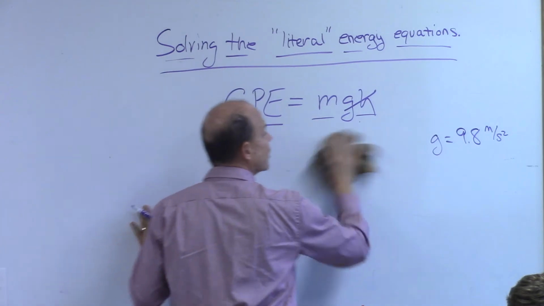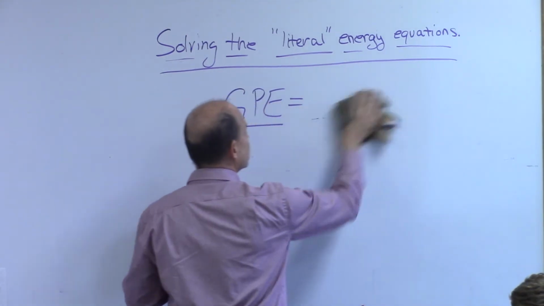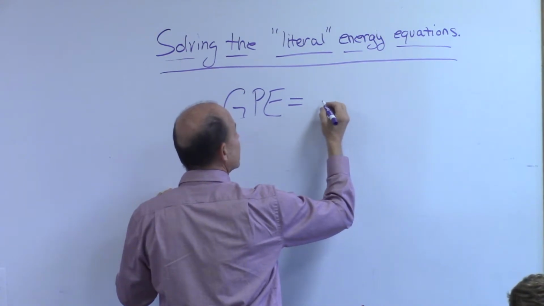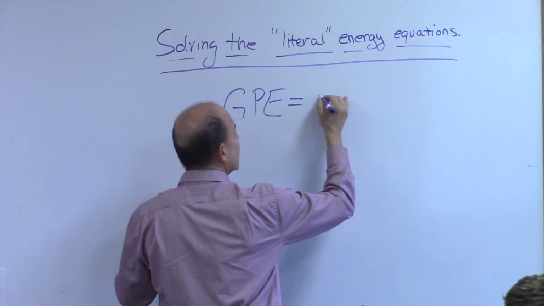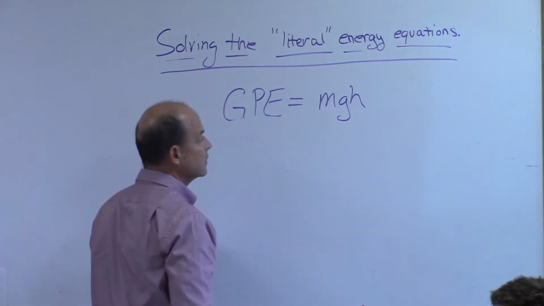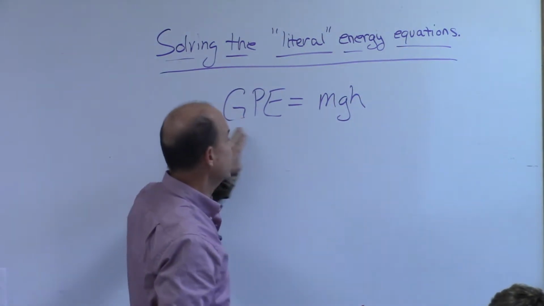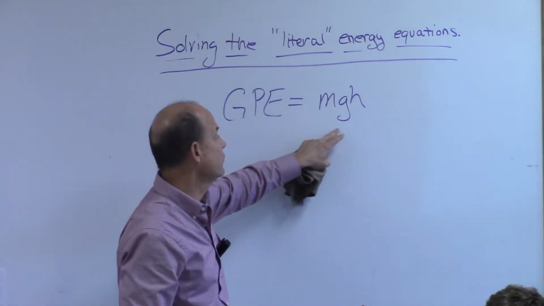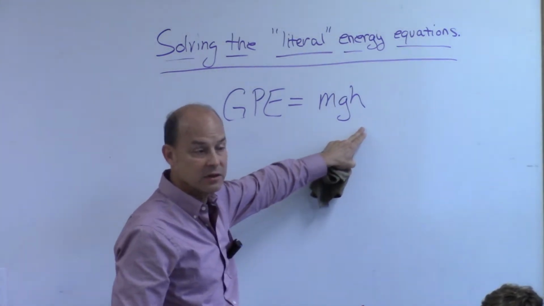All right, let's go back to our original equation. Maybe what I would do is rewrite this again a little lower on your page. Next, rewrite the gravitational potential energy equation. Now we are going to solve for the only remaining variable, which is H.